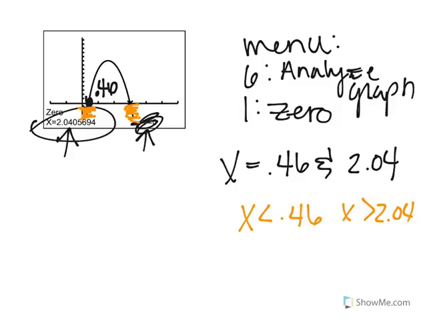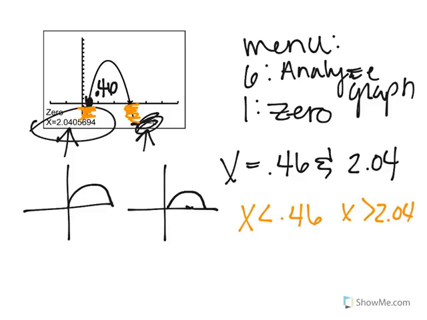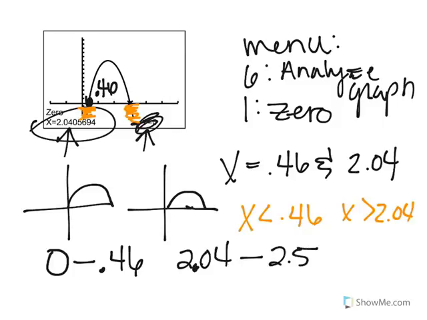So that's why it was important to find the zeros of the first graph and the zeros of the second graph. Okay? Because from the first graph, we knew that we started at 0 seconds and we went to 0.46 seconds. And then it hit the barrier at 2.04, and then the other 0 was at 2.5 seconds. So these two intervals are our answers.